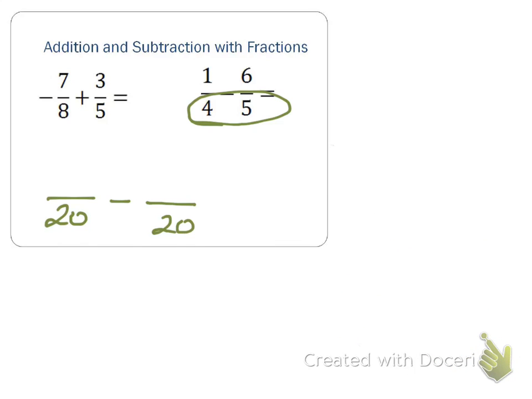For subtraction, we're just doing the same thing, but instead of adding, we're going to subtract. So we need to get that common base first. So we have something over 20 minus something over 20. Cross multiply to get our new numerators.